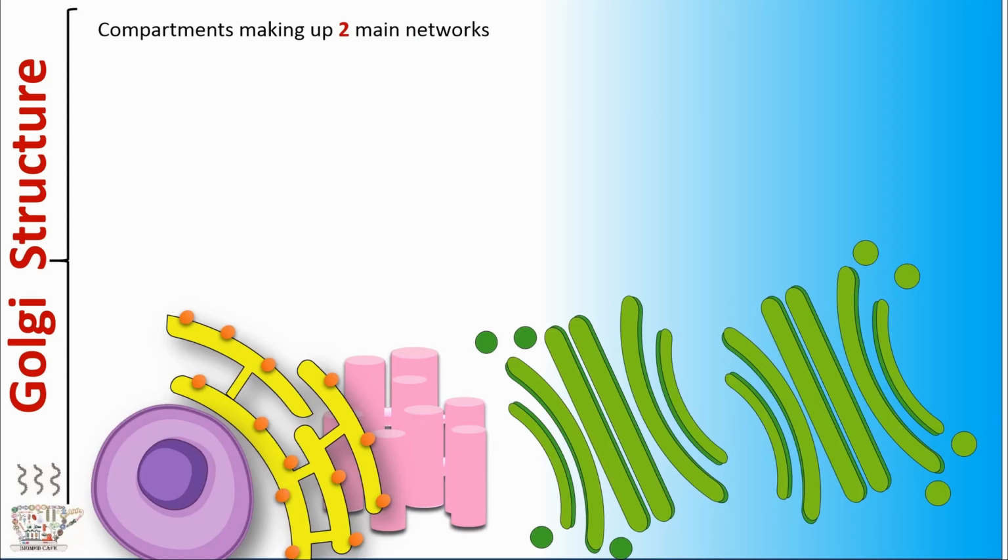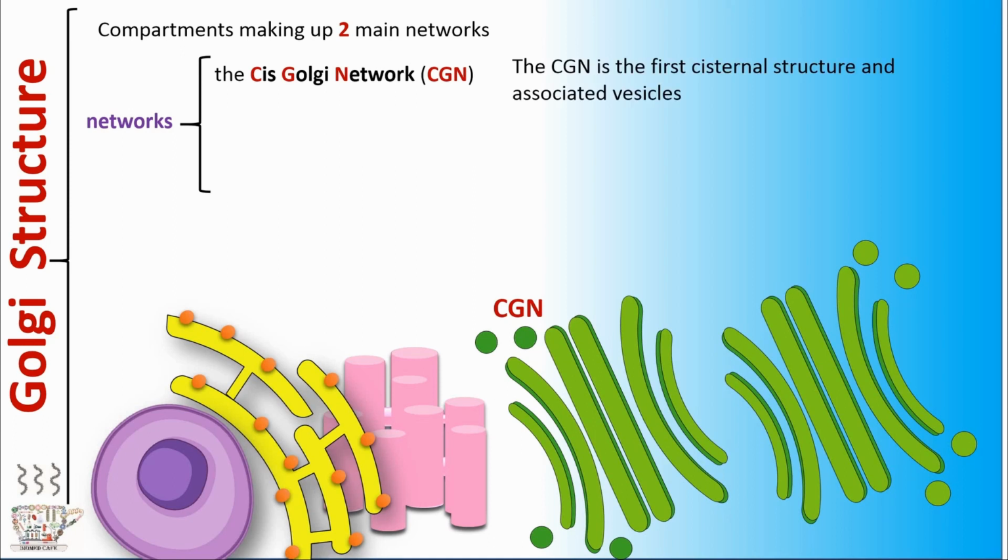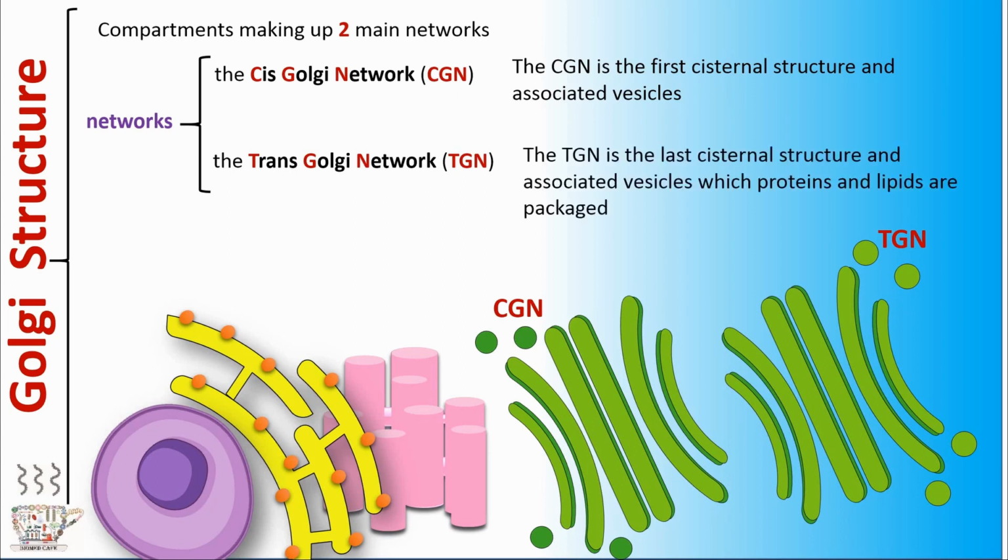Compartments making up 2 main networks: the cis-Golgi network or CGN. The CGN is the first cisternal structure and associated vesicles, and the trans-Golgi network or TGN. The TGN is the last cisternal structure and associated vesicles, in which proteins and lipids are packaged.